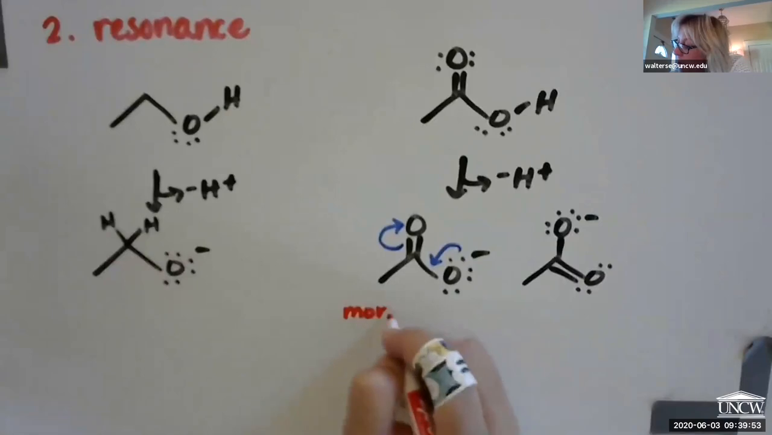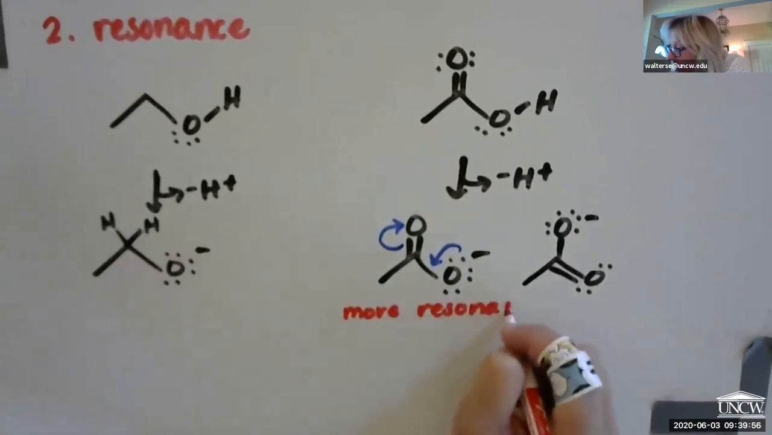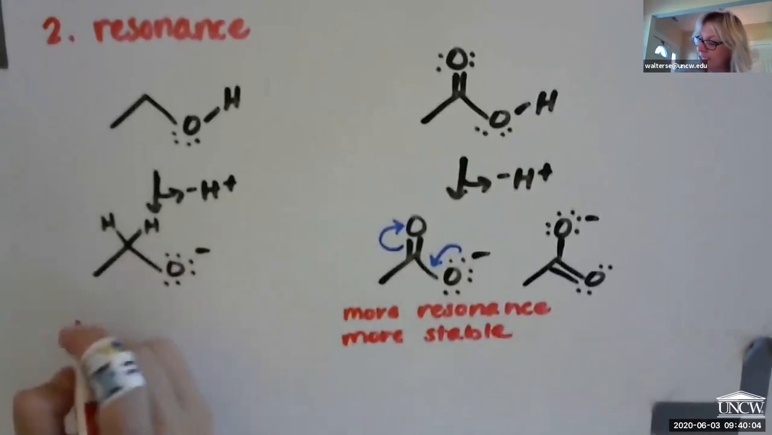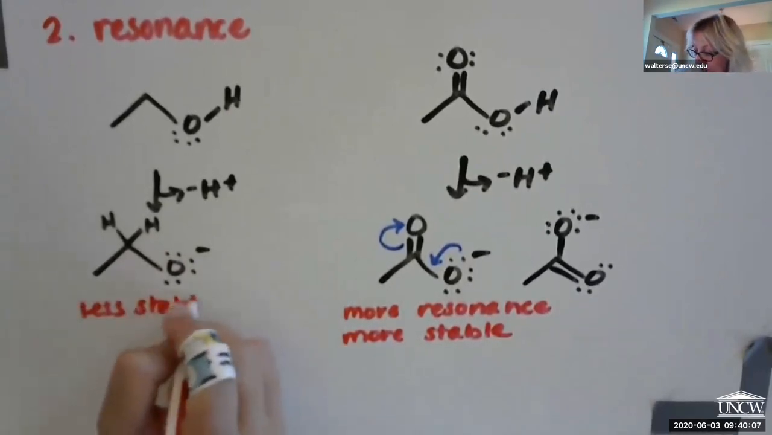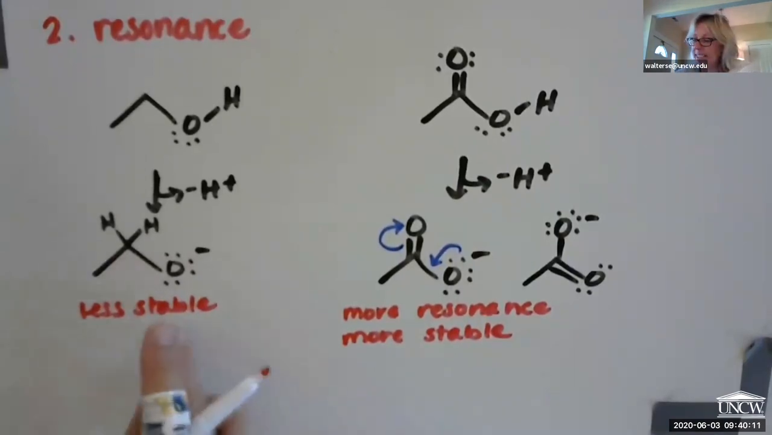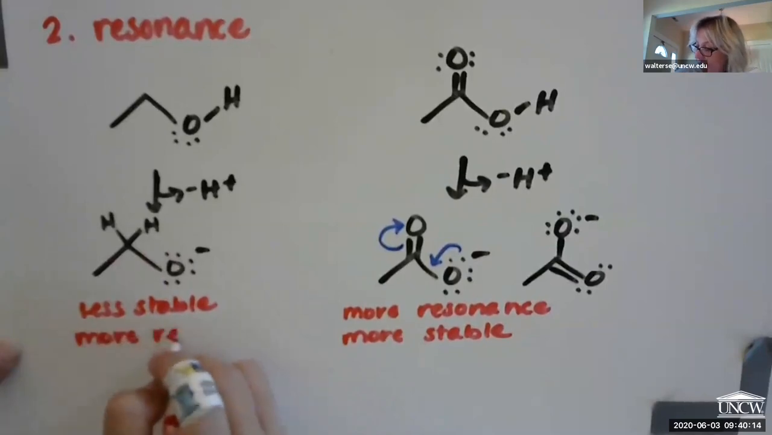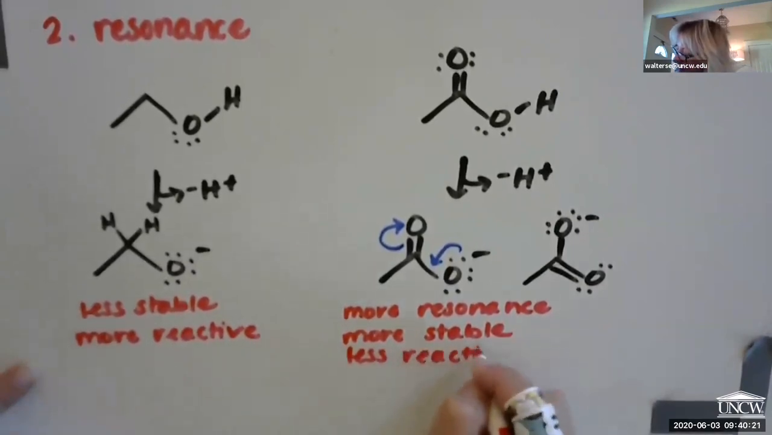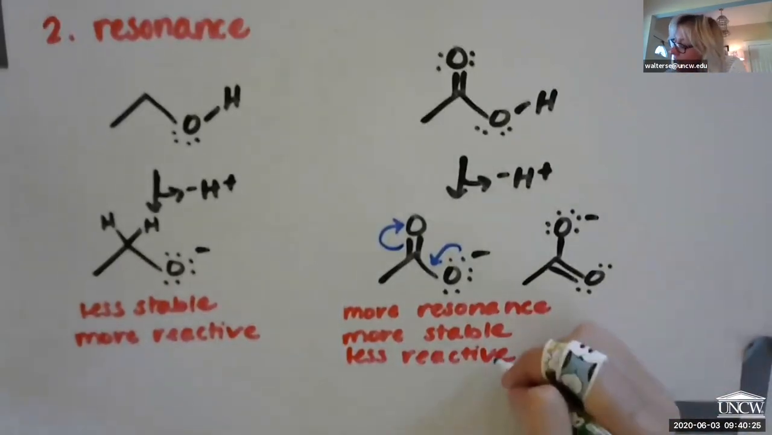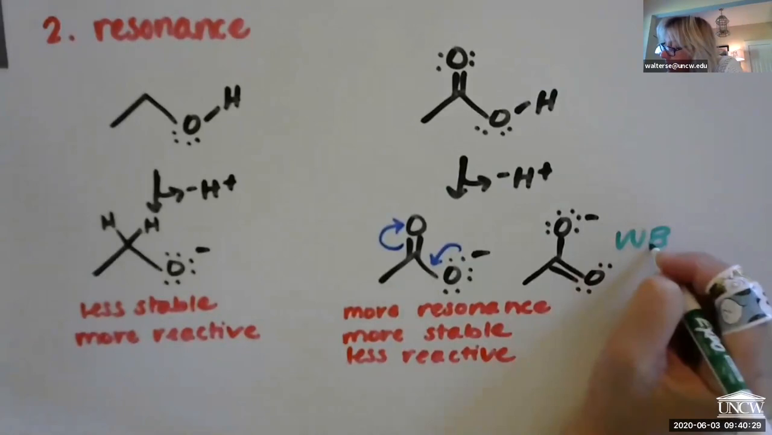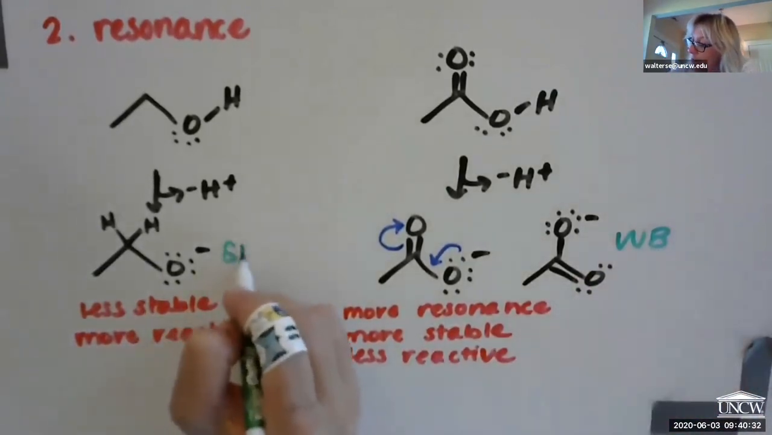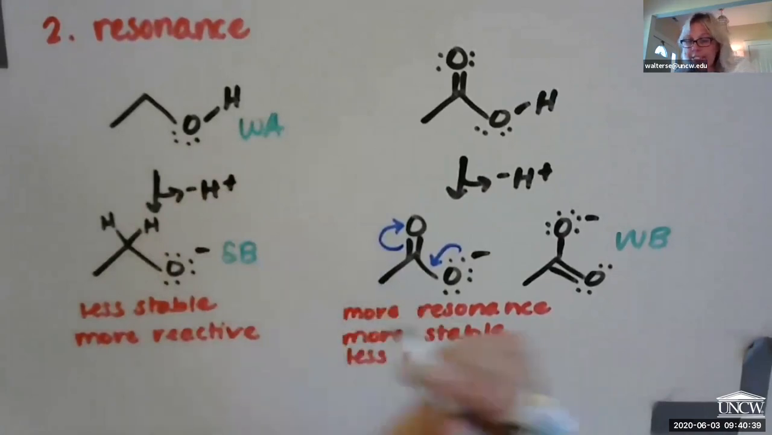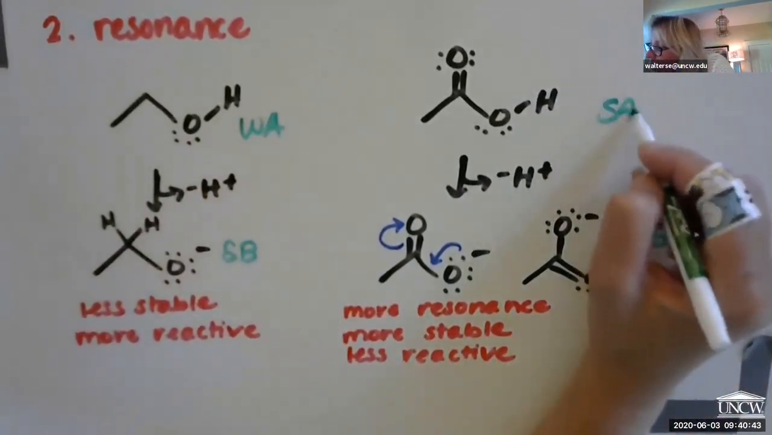Okay. So in this case, more resonance means more stable. So that's a more stable anion. This is a less stable anion. The less stable it is, the more reactive it is. This is going to be less reactive. So our less reactive base is going to be our weaker base. The more reactive base will be the stronger base. The stronger the base, the weaker the acid. The weaker the base, the stronger the acid.